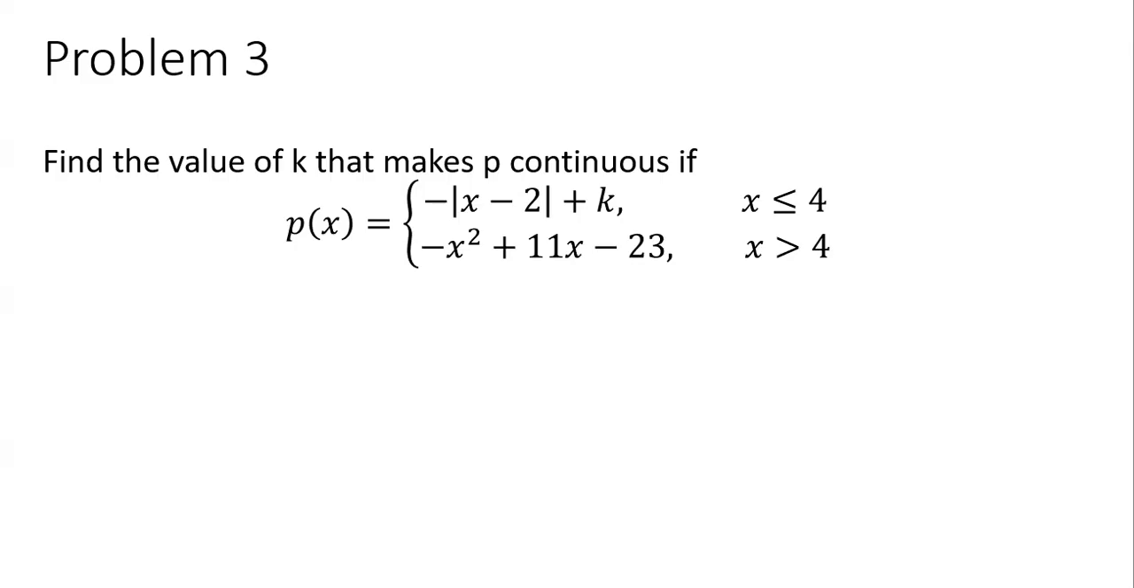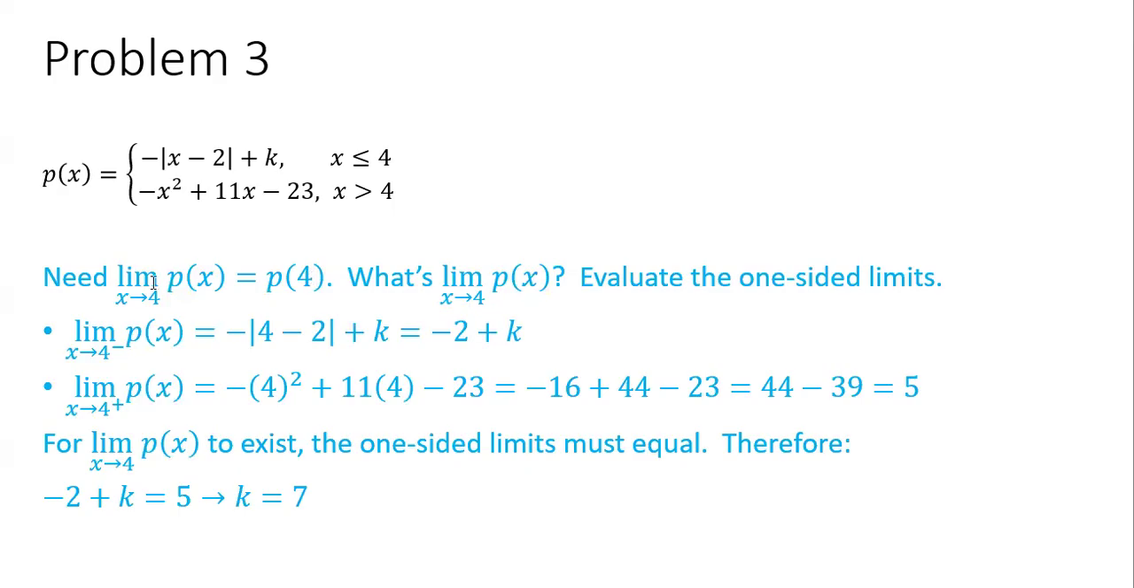All right. How did I approach this? Well, we need to use the definition of continuity. It's possibly discontinuous at the switching point x is equal to 4, so we need limit as x approaches 4 of p of x is equal to p of 4. We need that to be true. Okay, so what's the left-hand side?